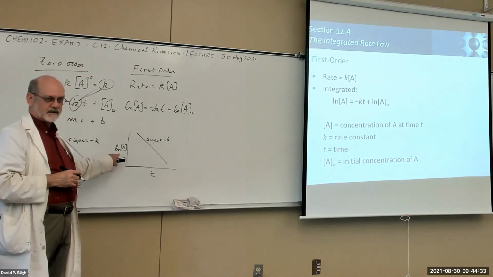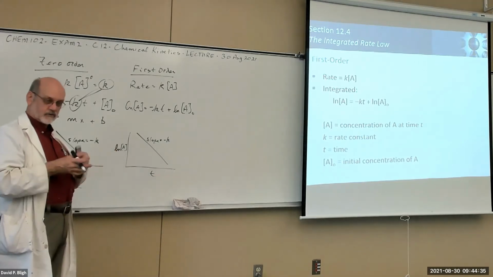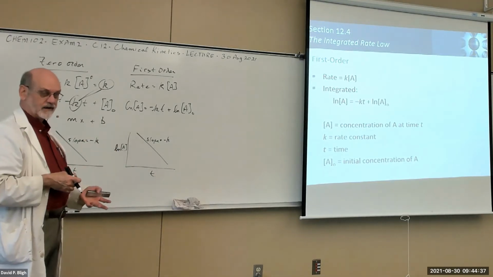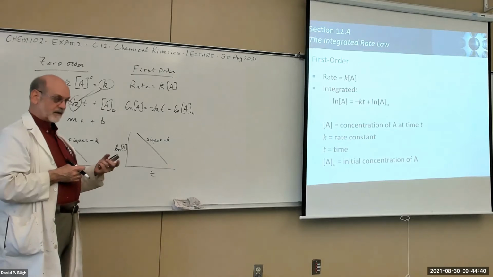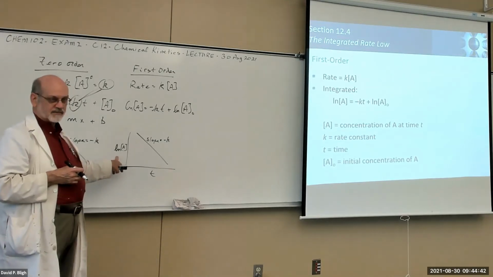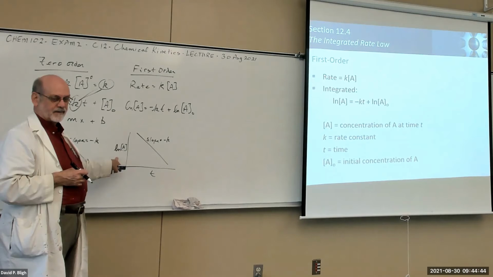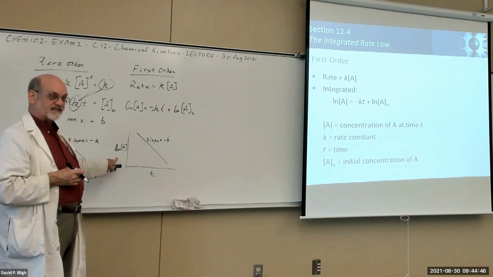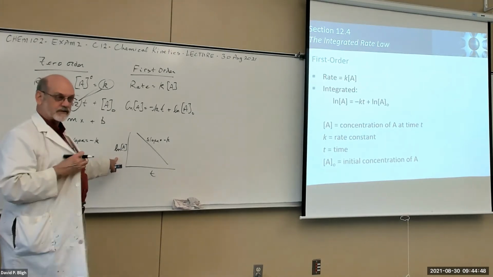But it has to be this transformation, the natural log. And you got a key on your calculator that says LN. You also have one that says log. This is natural log, which is the base E. Log is base 10. Right, so don't get those two confused.